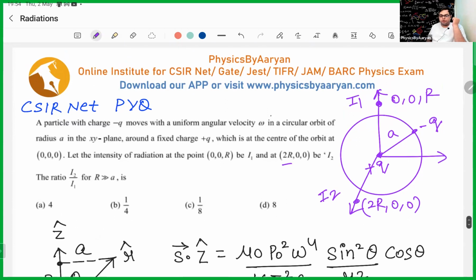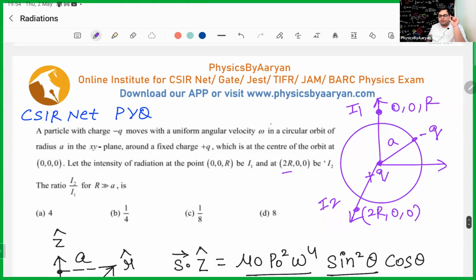Now I want to ask you, does intensity depend upon distance? Power does not depend upon distance, but does the intensity depend upon distance? Yes, sir. Why? Because intensity is the Poynting vector, and the Poynting vector depends upon r.